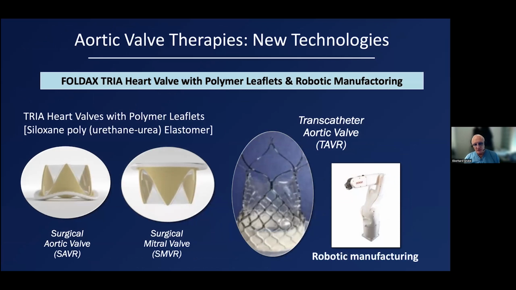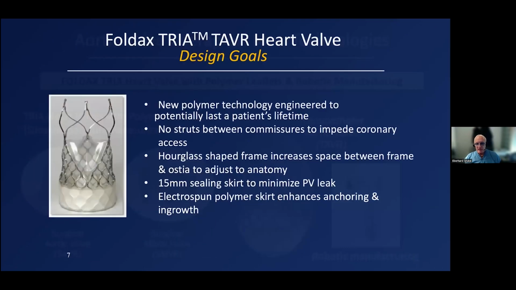The Foldex tri-heart valve with polymer leaflets and robotic manufacturing, mainly used in India, particularly on the surgical valves. The company is moving into the transcatheter field with the design goals of new polymer technology that is engineered to potentially last a patient's lifetime. Maybe our dream comes true.